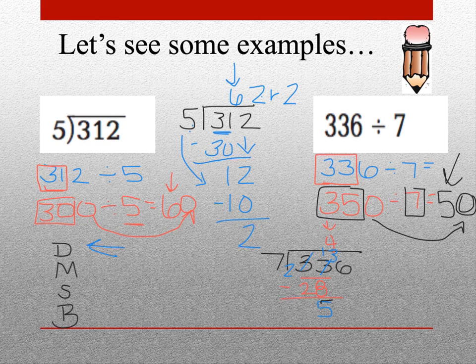So 13 minus 8 is 5. Next step, bring down that 6. Starting again, divide. 7 divides into 56 8 times. 8 times 7 is 56. Subtract, I have 0. My answer, or quotient, is 48.